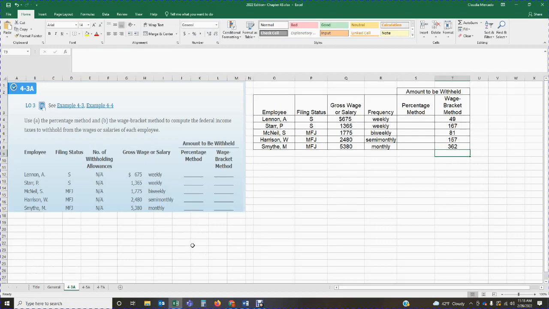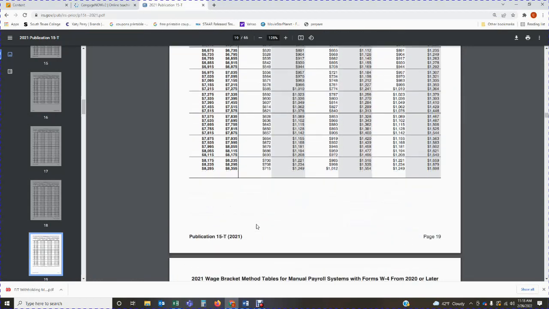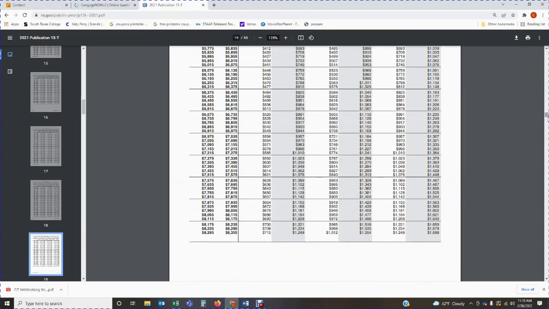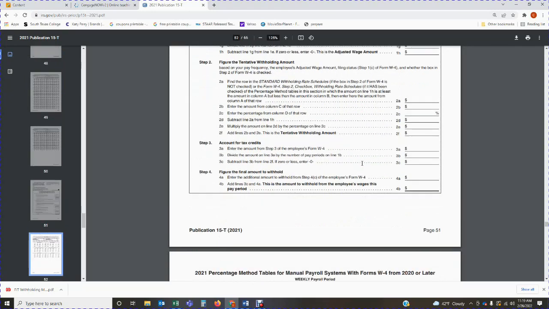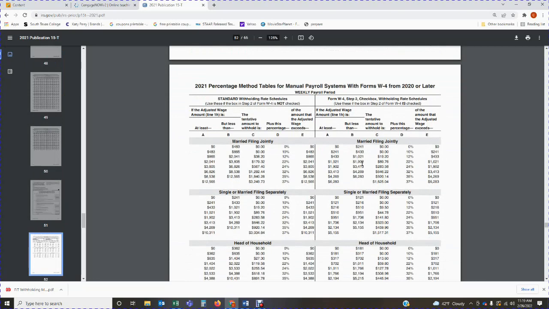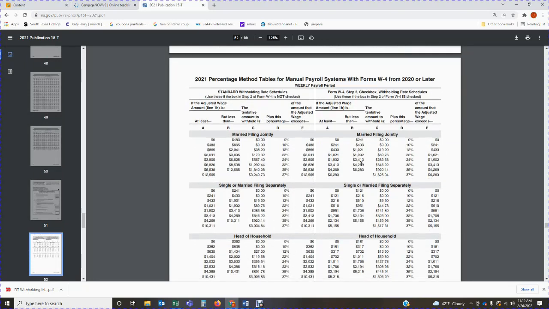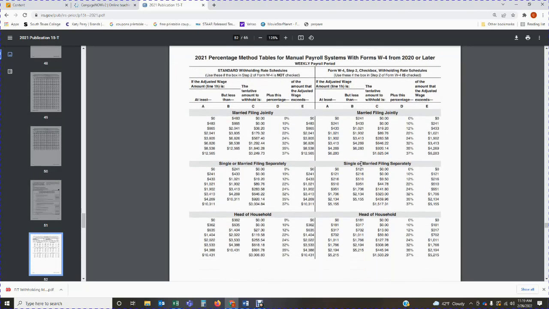Now we have to calculate the percentage method. If we go back over here to the top, we have the percentage method tables for manual payroll systems. So we're going to go ahead and use those. And here we are. So here are our tables. Now we're going to use one at a time. The first one we have is weekly. So we're looking at the weekly table up here.